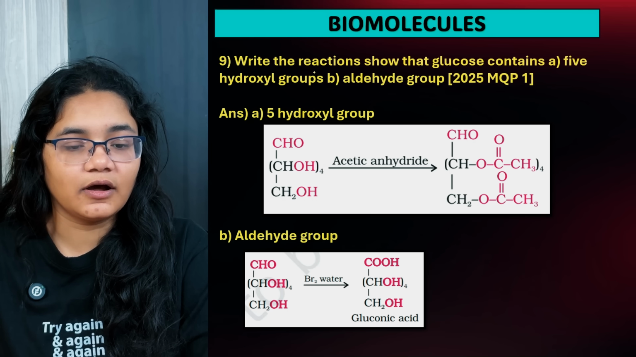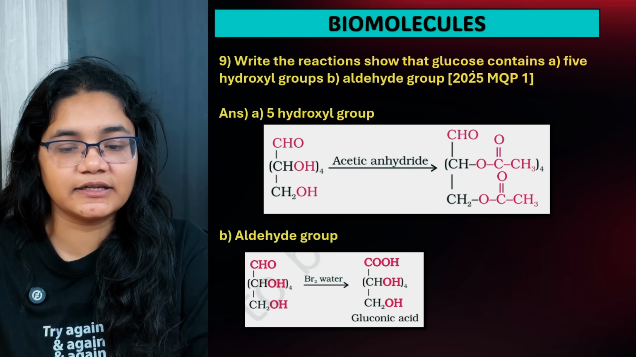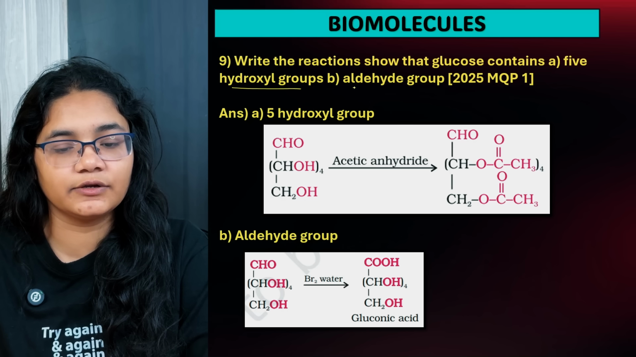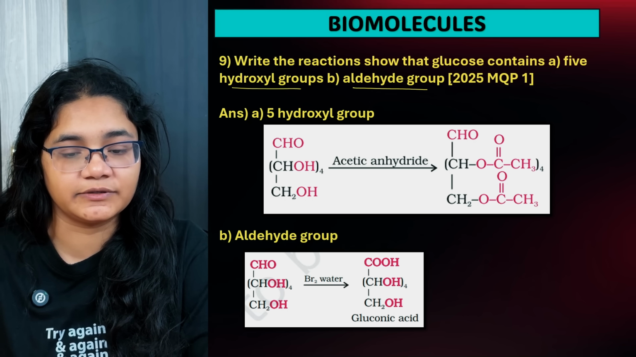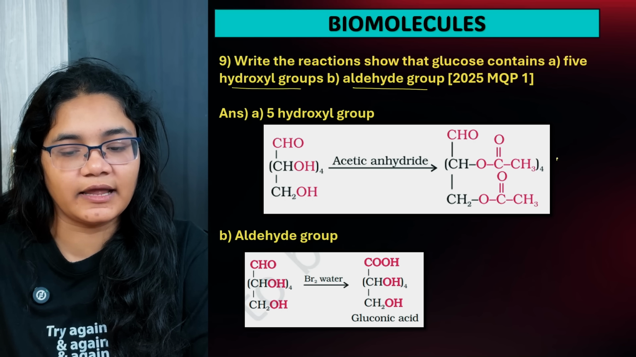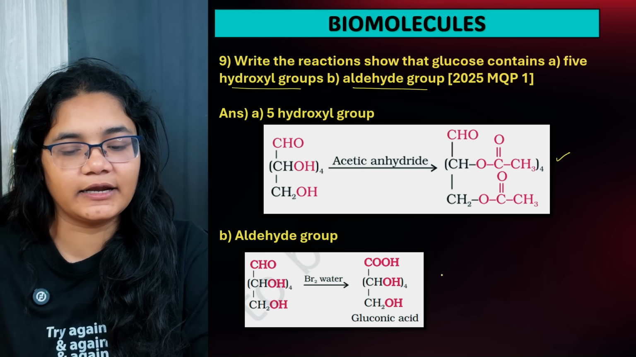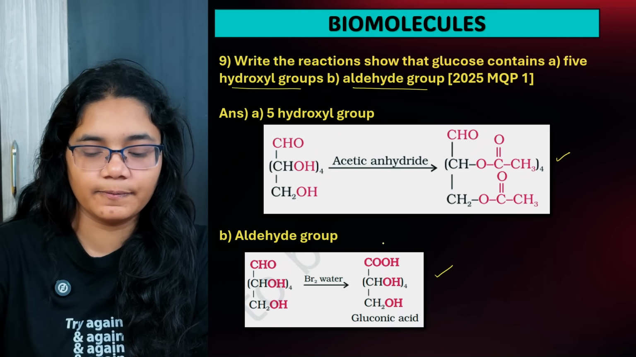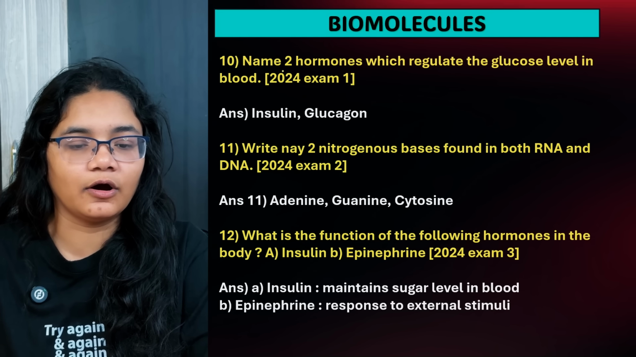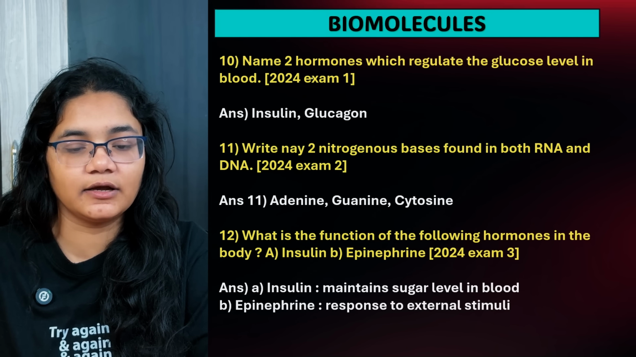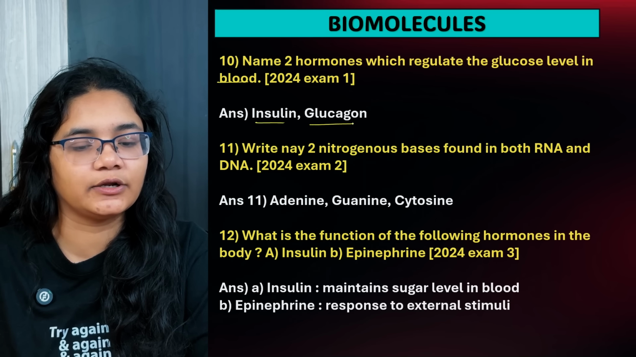Next, write the reactions of glucose that tell you 5 hydroxyl groups and an aldehyde group are present. So for the 5 hydroxyl groups, the reaction is with acetic anhydride, and for the aldehyde group the reaction is with bromine water. Next, name two hormones which regulate the glucose level in blood. So that is insulin and glucagon.